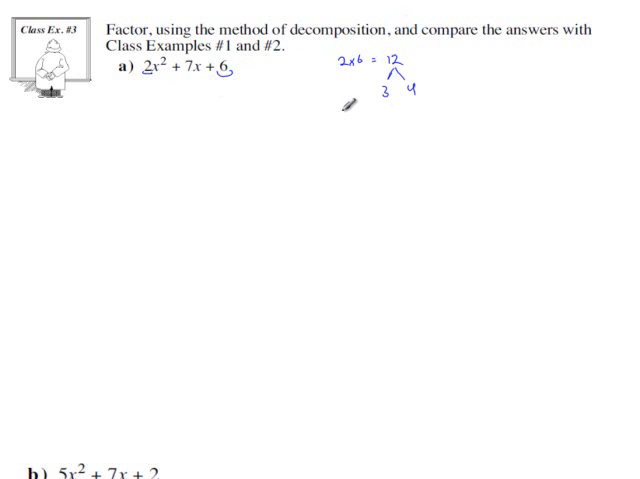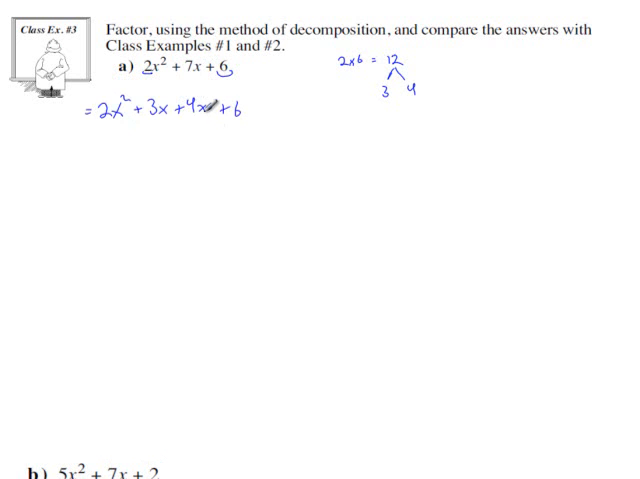Once you've found your two factors, the next thing you need to do is rewrite this equation, but instead of the 7x, we're going to write it as 3x plus 4x. So this equals 2x squared plus 3x plus 4x plus 6. So we haven't changed the value because 3x plus 4x does equal 7x. We haven't changed the value of this equation.